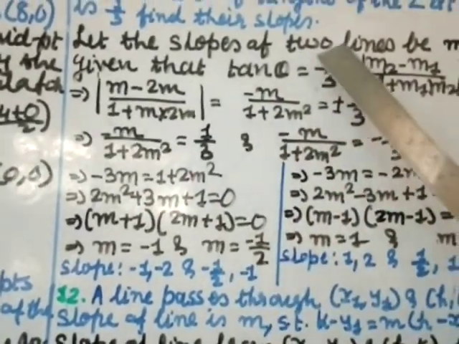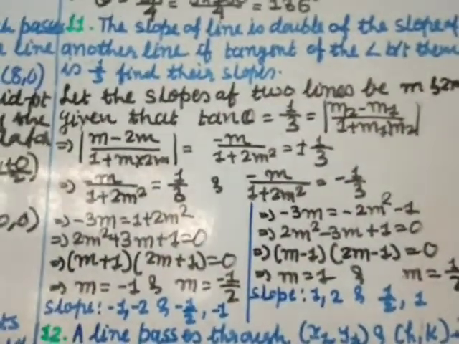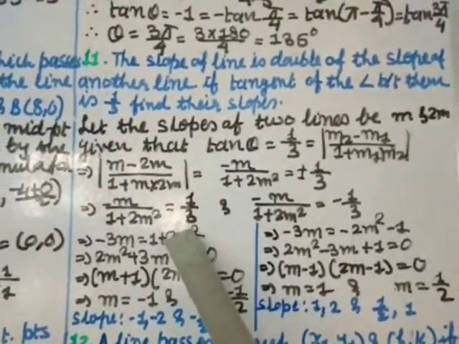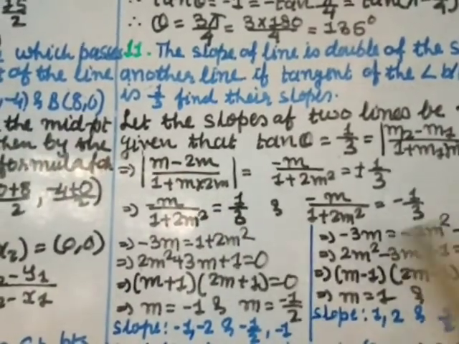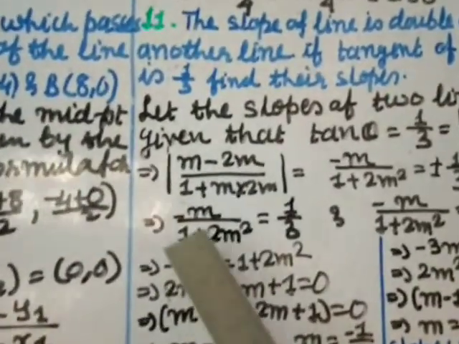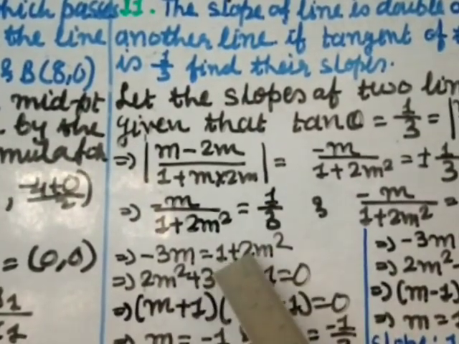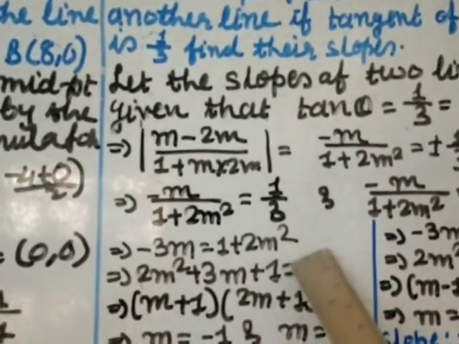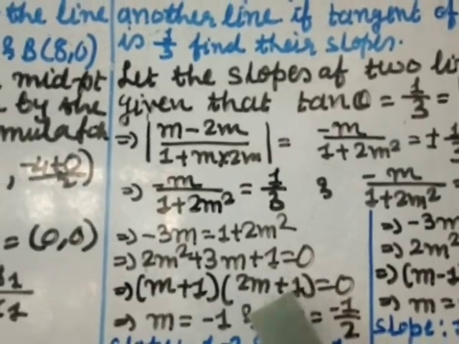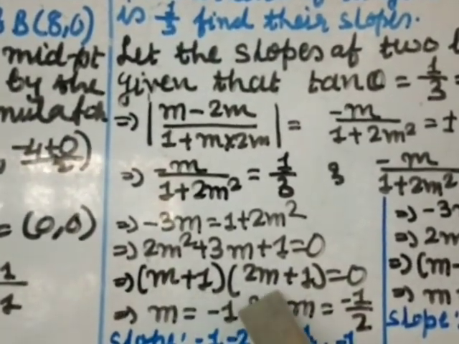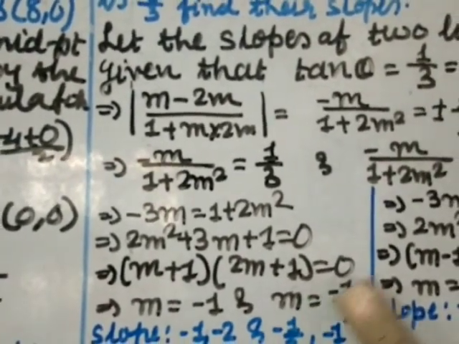When you remove the modulus, this 1 by 3 can be written as plus or minus 1 by 3. Now you will take once positive and the second time negative. So let us take the first positive. So I'll take minus m by 1 plus 2m square equal to 1 by 3. Let us solve this first, then the second part. Here I'll transfer this over here and this over here. So you get minus 3m is equal to, this you multiply with 1 plus 2m square. Minus 3m transfer over here, so you get 2m square, plus 3m plus 1 equal to 0. Split the middle term, the factors will be m plus 1, 2m plus 1 equal to 0. So from here m equals minus 1, and from here m is equal to minus 1 by 2.